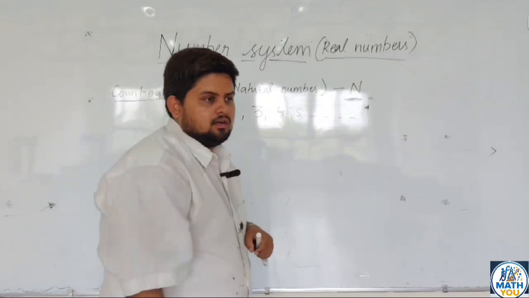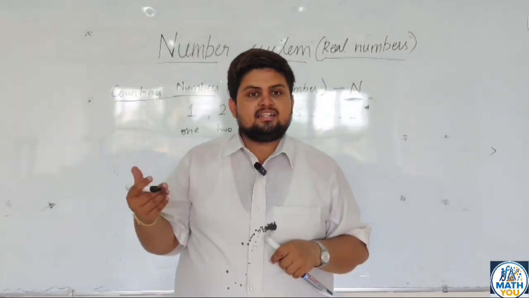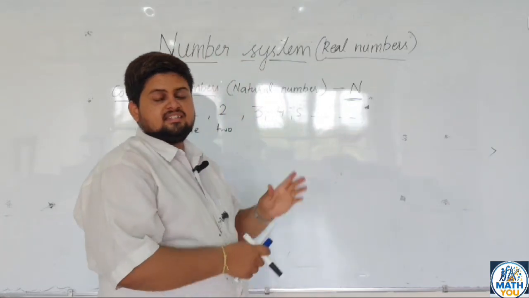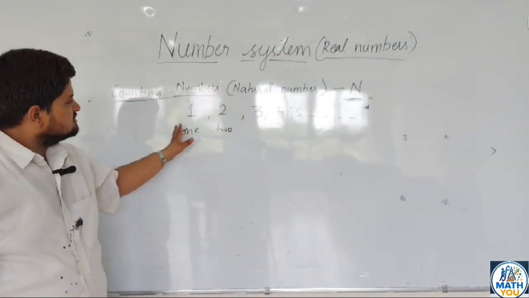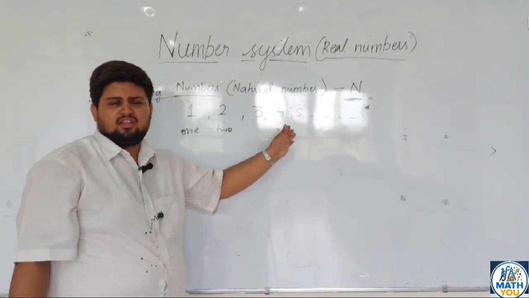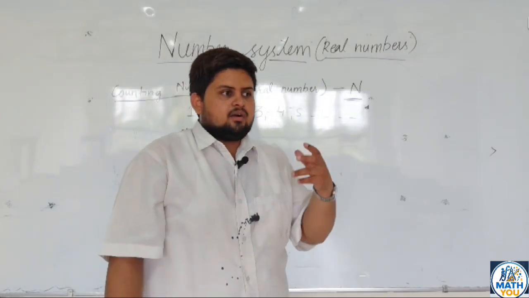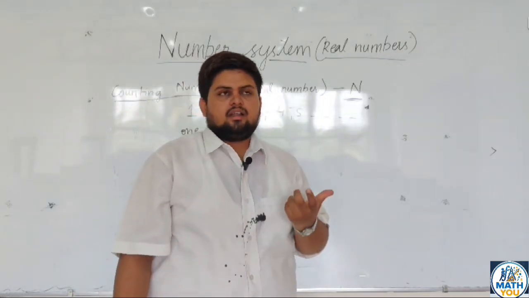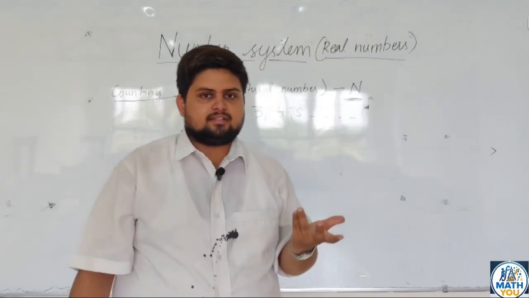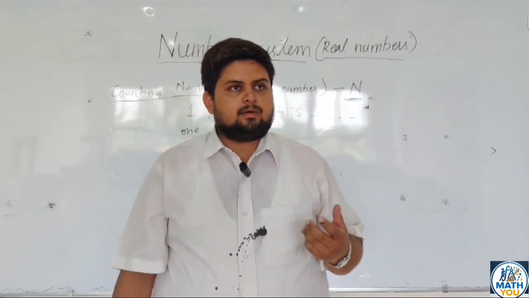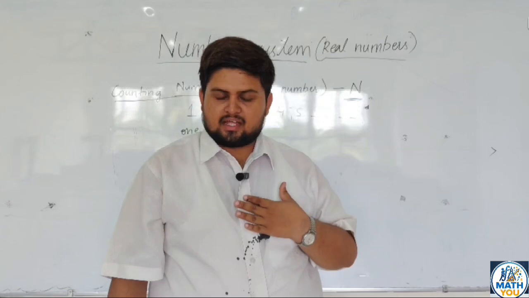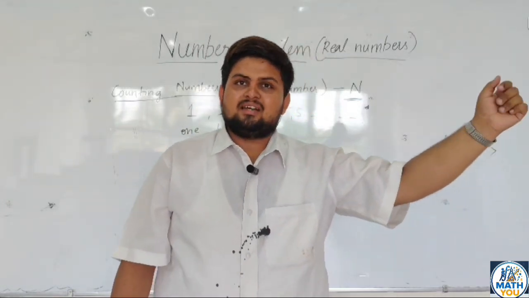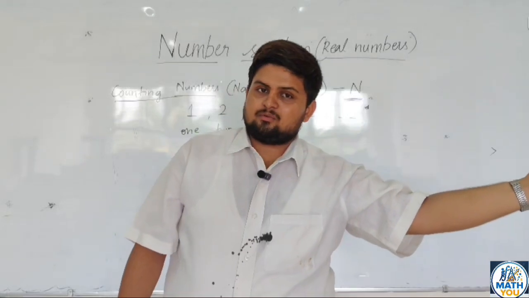But as they went on, they felt the necessity of numbers was not fulfilled. The necessity of numbers that existed with humans during that time was not fulfilled by just 1, 2, 3, 4 and so on. So they required something else. For example, I'll take an example. I have 5 rupees. My friend also has 5 rupees.